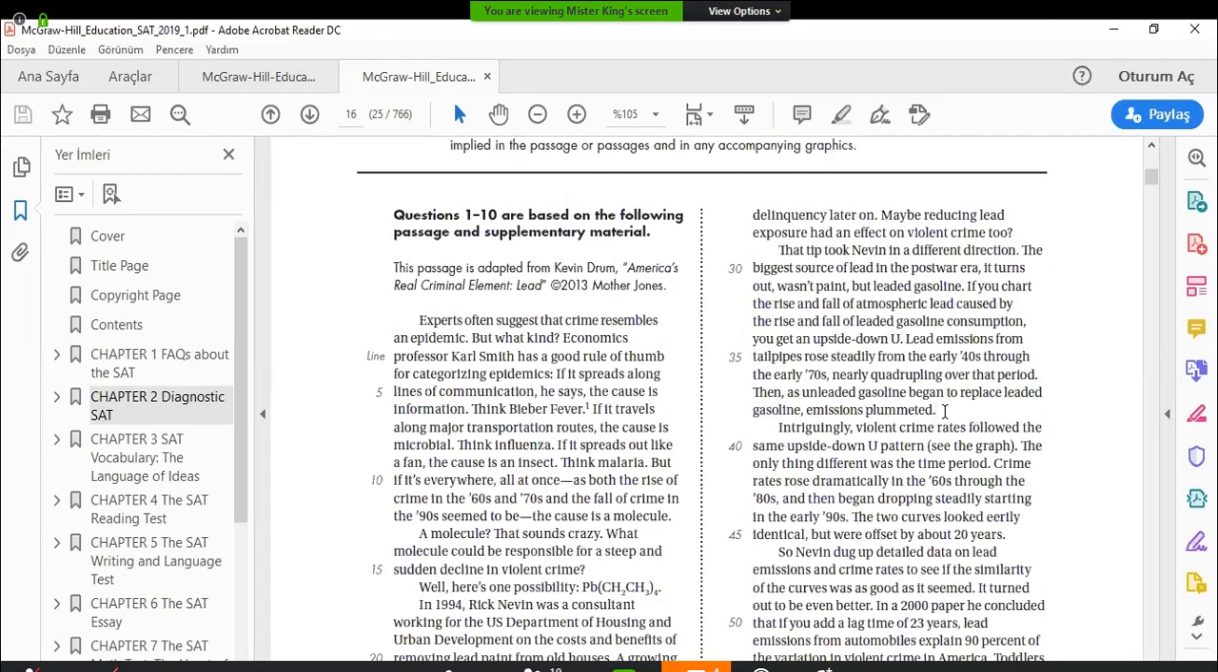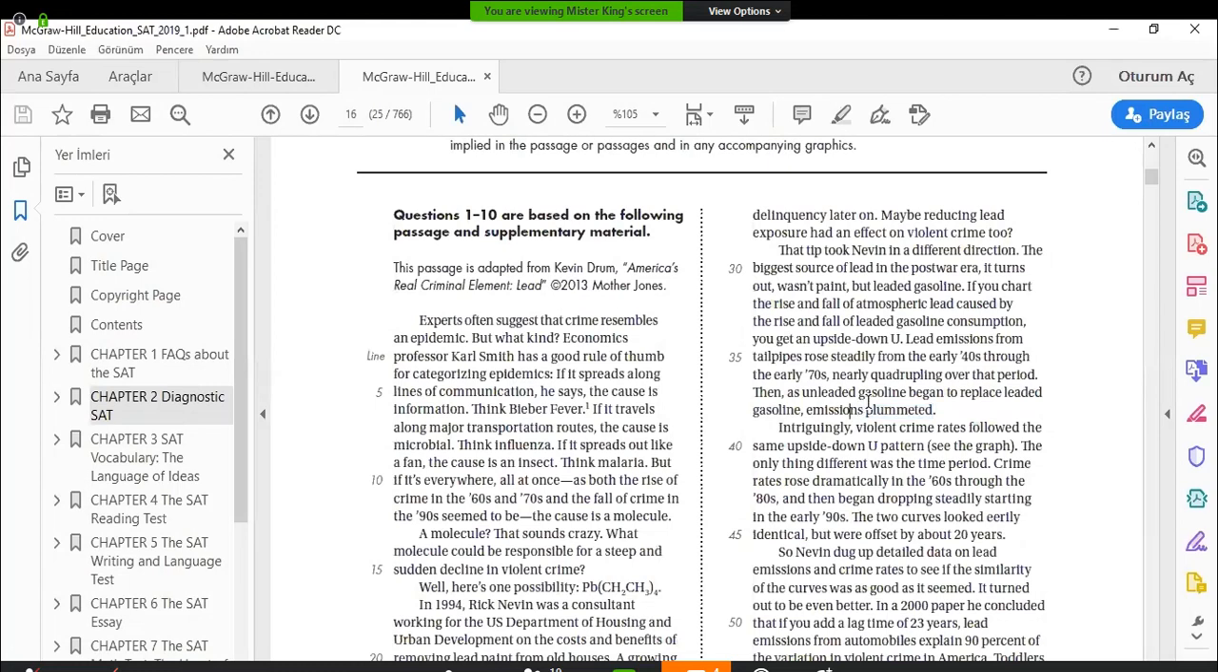This paragraph, okay, Behram. So that took Nevin in a different direction. The biggest source of lead in the post-war era turns out wasn't paint, but leaded gasoline. If you chart the rise and fall of atmospheric lead caused by the rise and fall of leaded gasoline consumption, you get an upside down U. Lead emissions from tailpipes rose steadily from the early 40s through the early 70s, nearly quadrupling over that period. Then, as unleaded gasoline began to replace leaded gasoline, emissions plummeted. Okay, all right. Thanks, Behram.